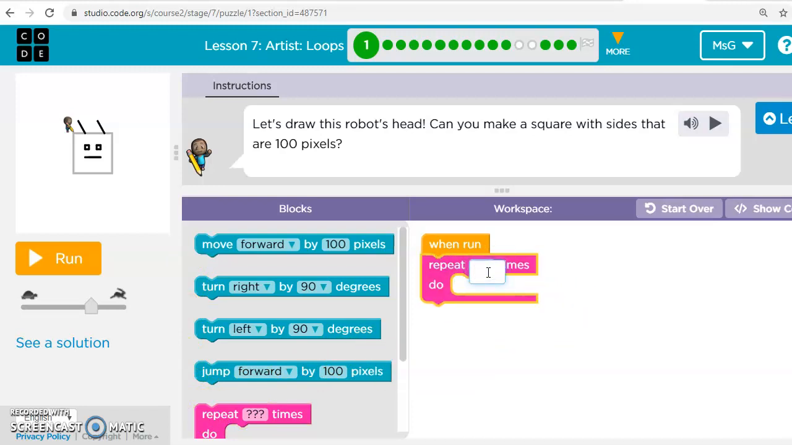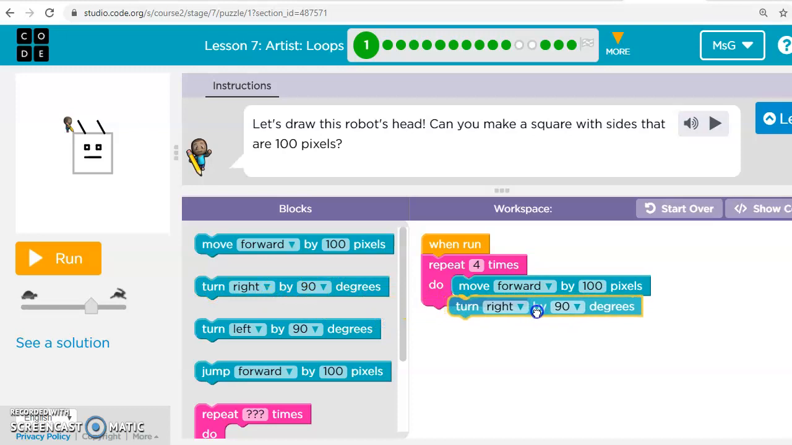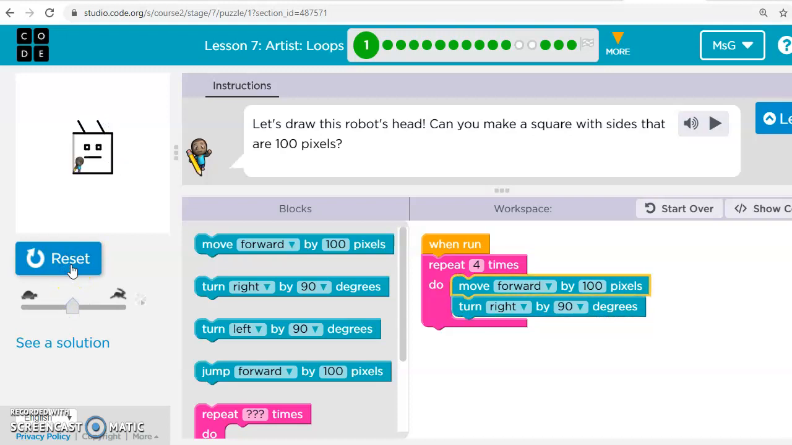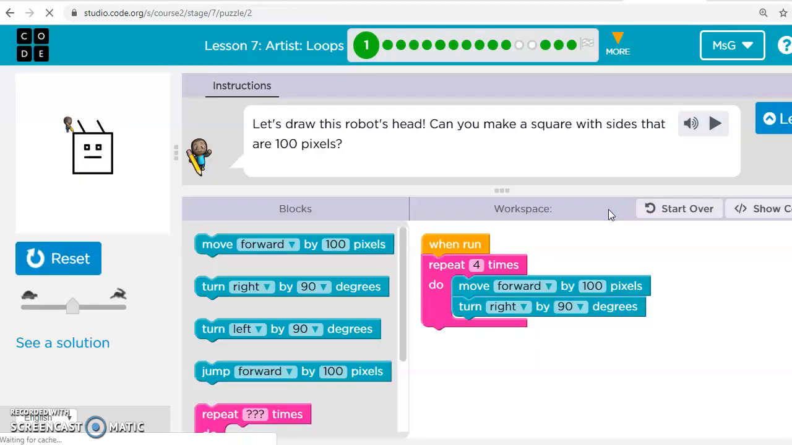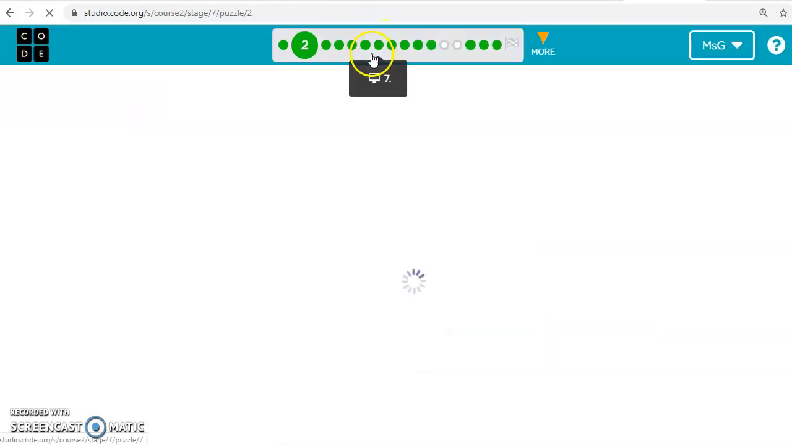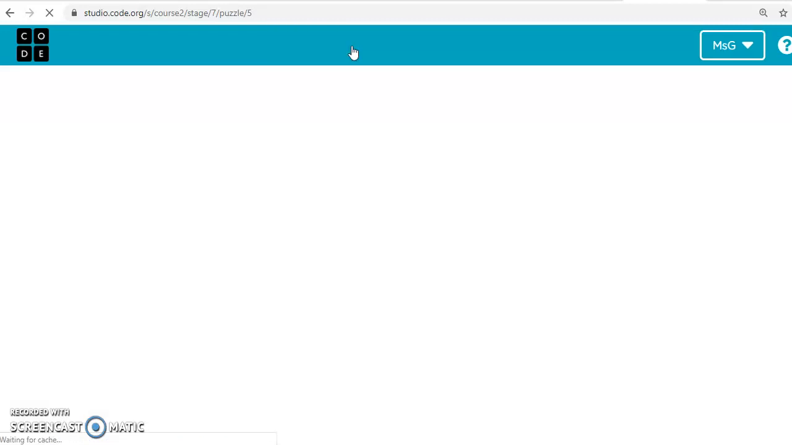Let's see if that is the correct answer. Move forward by 100 pixels, turn right by 90 degrees, repeat all of that 4 times, and let's see if that works. Perfect. So letter A is the answer. Letter B is not the answer because it's a 120-degree angle, and that is not the angle of a square or a rectangle.